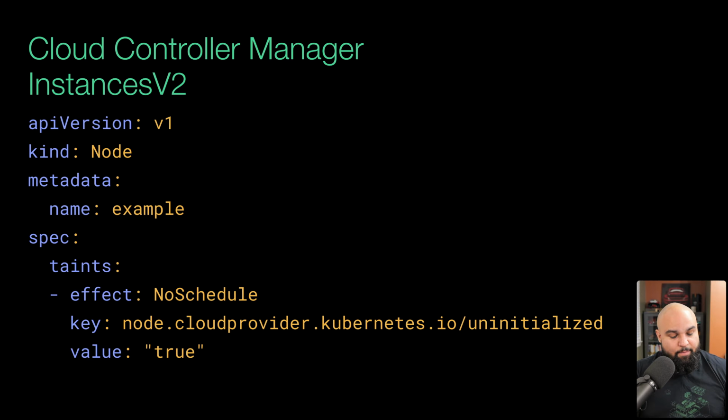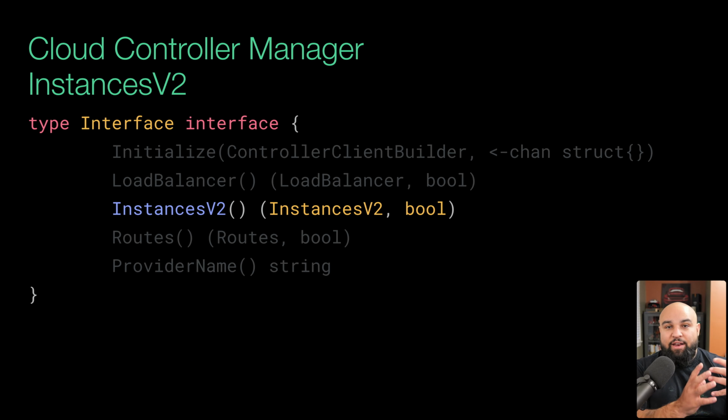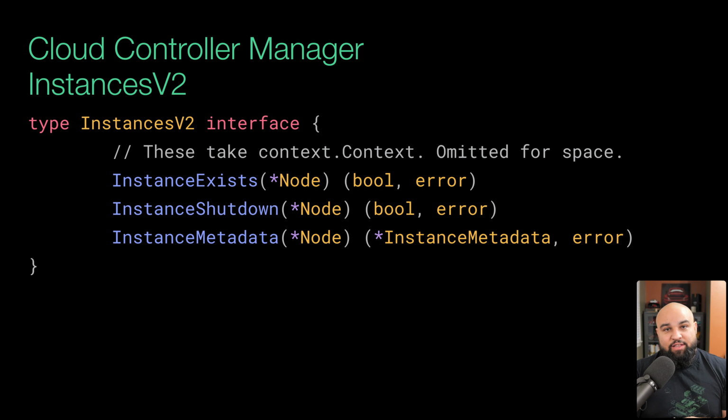And how does it remove this taint? Well, when a node is added to your cluster, the instances v2 method is called. That passes back an instances v2 interface, which has its other methods. And there's only 3 methods here. Does the instance exist? Is it shut down? And what's its metadata? And here, the metadata one is important because when a node joins the cluster, it'll check if the instance exists, it'll check the metadata, and that metadata will say, hey, here's the node's labels and addresses, how to reach it. When that's done, the Kubernetes controller will say, great, you've passed me successful metadata, I can remove that taint and your node is ready to rock.